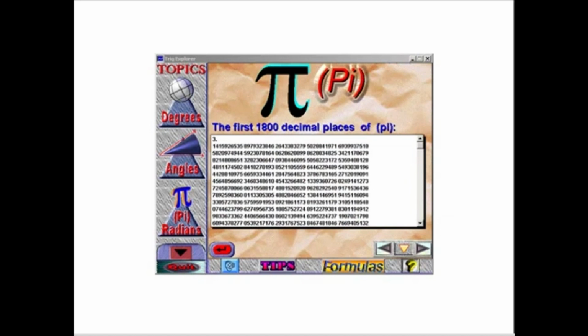If you were interested in the first 1,800 decimal places of pi, well, here they are. We won't be requiring you to know that for this class, however.